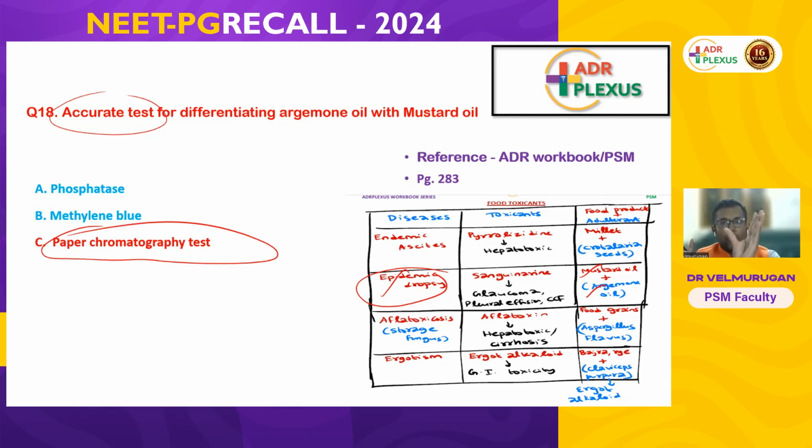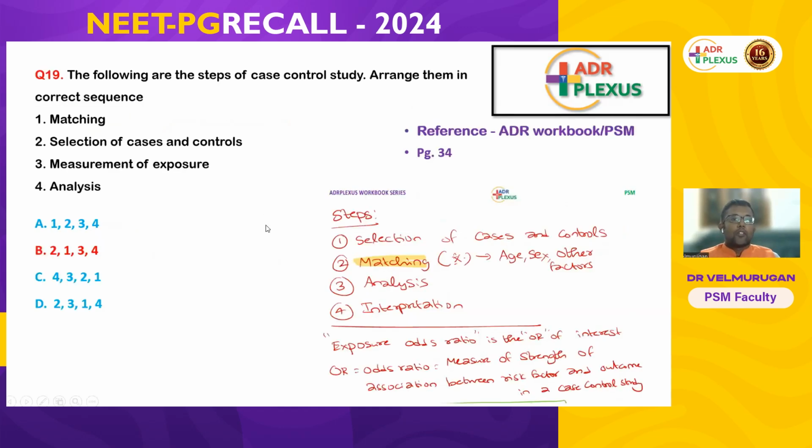Mustard oil is a good food product. With this, they are mixing an adulterant. That adulterant is argemone oil. So in order to differentiate it, in order to see whether it is adulterated or not, we have to use the paper chromatography test.